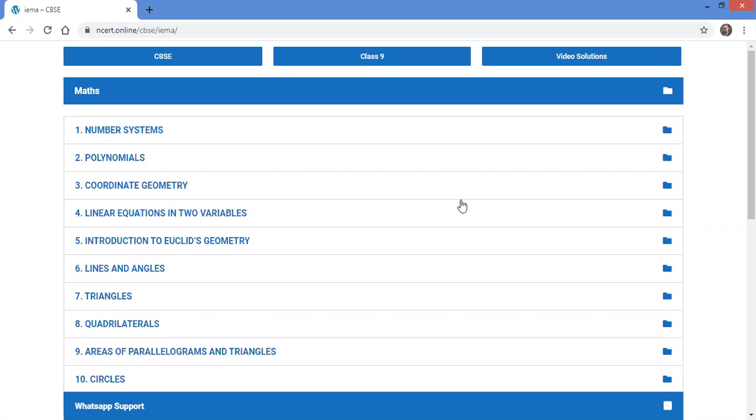I am using the site ncert.online. It's a very good site, ncert.online, or you can do cbse.online, www.cbse.online. You get all the study material here. It's a good site. I use it often.